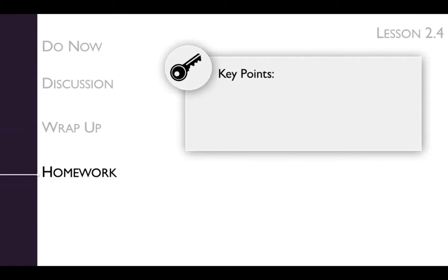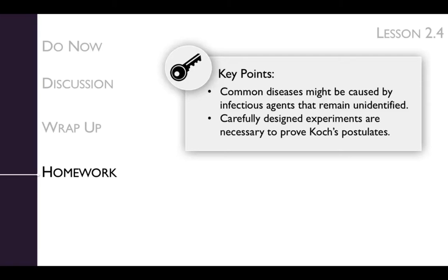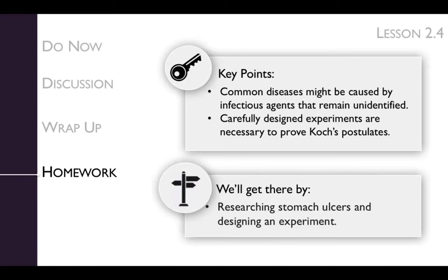The key points of the lesson's homework are that common diseases might be caused by infectious agents that remain unidentified, and carefully designed experiments are necessary to prove Koch's postulates. We'll get there by having the students research stomach ulcers and design an experiment to test the hypothesis that stomach ulcers are caused by excess acid production.